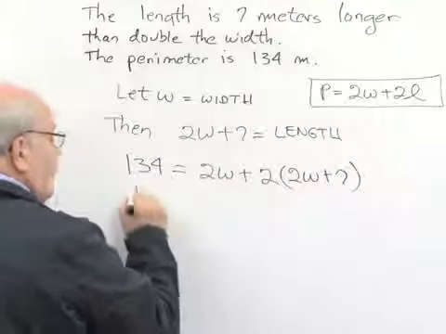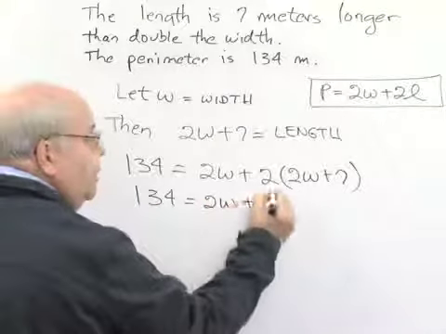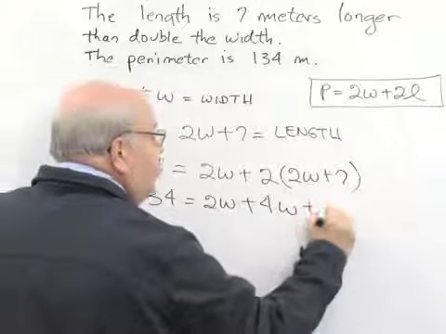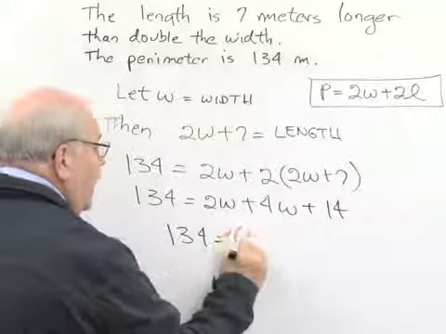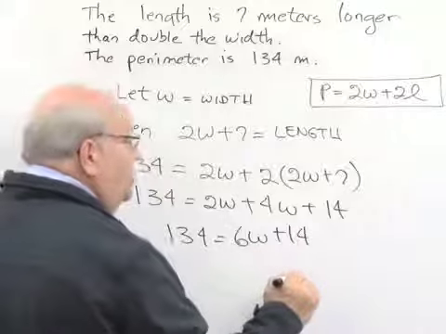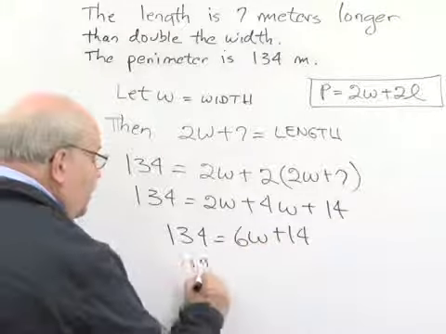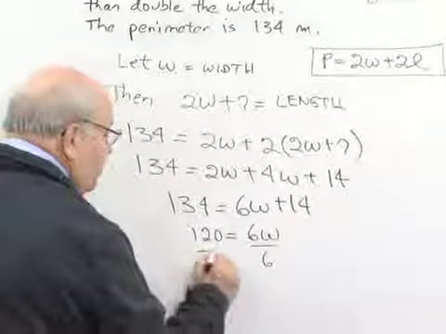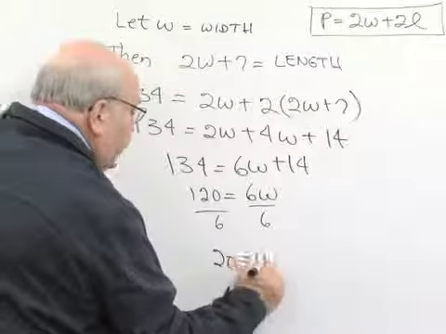How do we solve that? We know 134 equals 2W plus 2 times 2W is 4W, 2 times 7 is 14. So this gives us the equation 134 equals 6W plus 14. What we would like to do is subtract 14 from each side, so we'd have 120 equals 6W. If we divide each side by 6, we see that W equals 20.